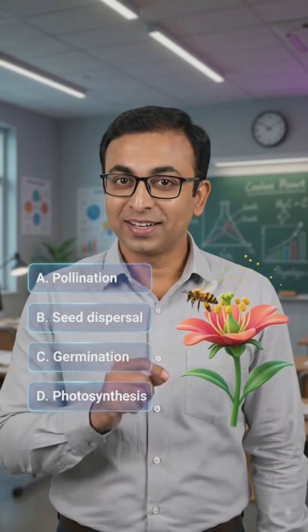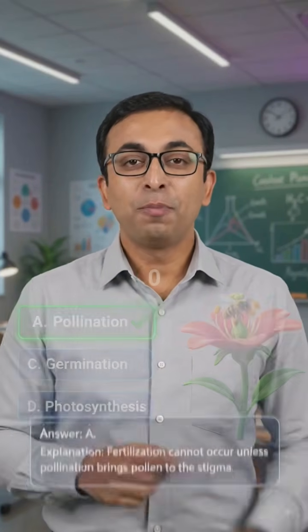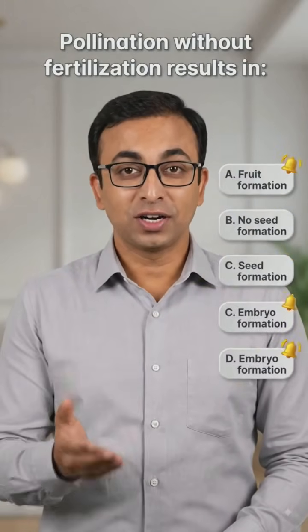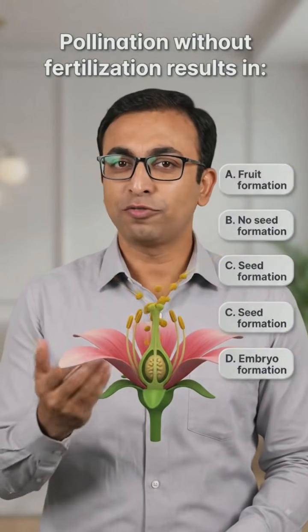Let's look at this flower. What do you think? Pollination brings pollen to the stigma. Let's look at this quiz. Here are the options. Pollination occurs, but what happens without fertilization? Fertilization is necessary for seed formation.